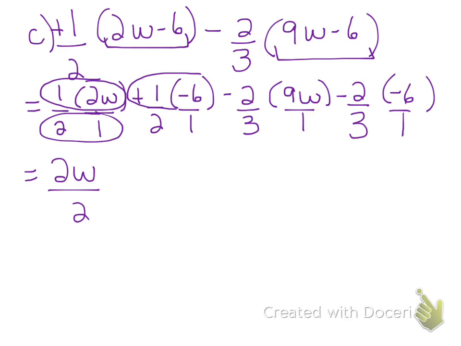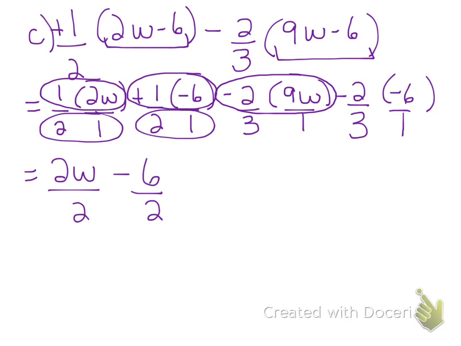We're going to move on. Positive 1 times negative 6 is negative 6. A positive times a negative is negative, and the bottoms, 2 times 1 is 2. Multiplying the top over here, a negative times a positive is a negative. 2 times 9w is 18w over 3.